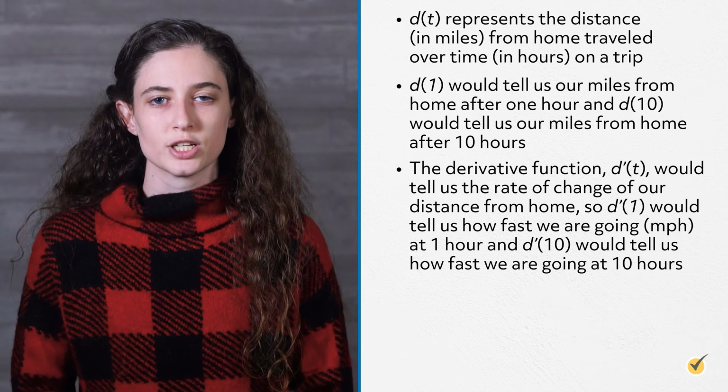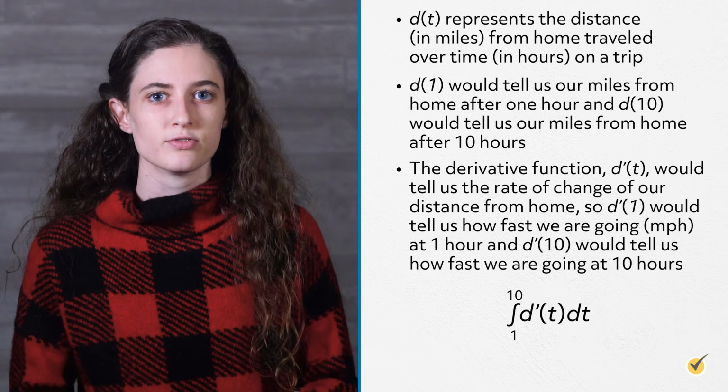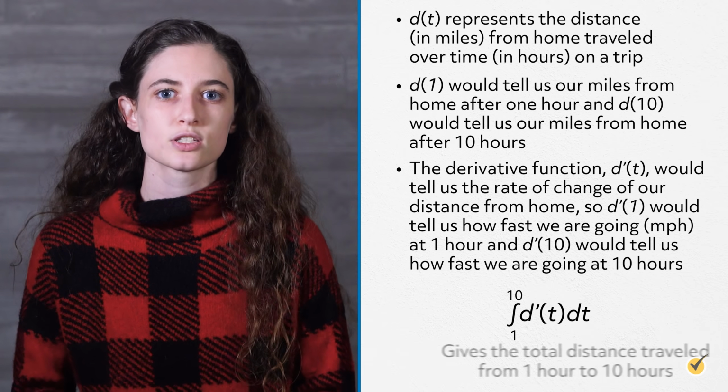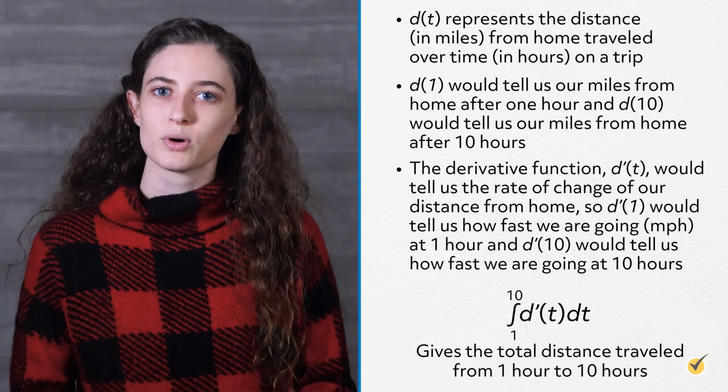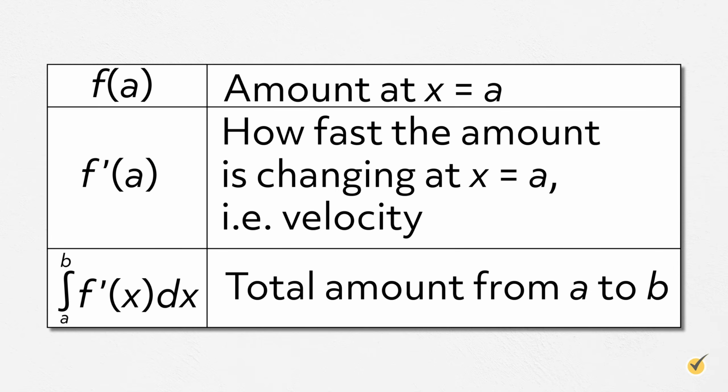Thinking in the other direction, the integral from 1 to 10 of d prime of t dt gives us the total distance traveled from 1 hour to 10 hours. Something important to note is that there's a kind of hierarchy with functions, derivatives, and integrals. Let's take a look at an example. Suppose water is draining from a tank at this rate.